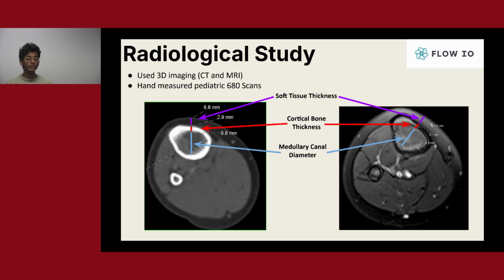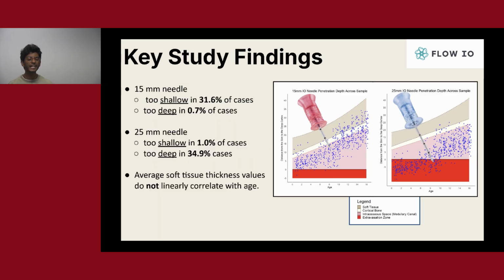We hand measured 680 pediatric scans from the age range of 0 to 16, with measurements of the medullary canal diameter, the cortical bone thickness, and the soft tissue thickness in each patient, which are all important parameters for IO needle design. To analyze the depth that a 15mm and 25mm needle would penetrate into the bone for any given patient, we created a simulation of this intraosseous needle insertion for all of these patients using both needles to see where an IO needle would end up in this large sample.